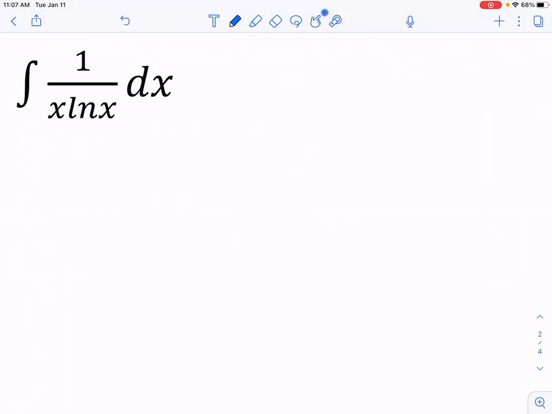So u is 1 over x? What's the derivative? U is 1 over x dx. Yeah, so that's it. It's going to be 1 over.